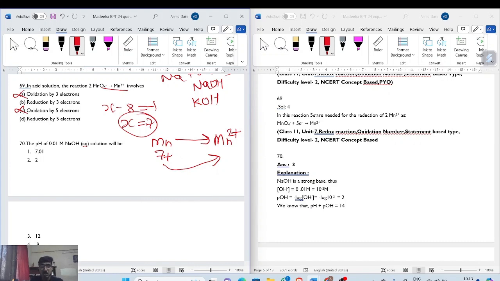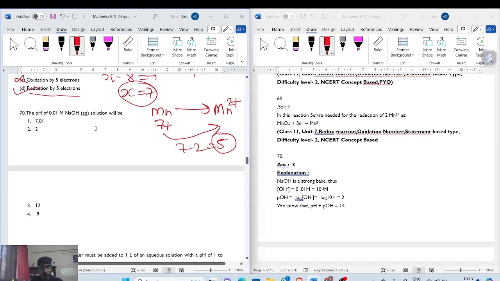Okay, so we have to calculate now the change in electrons. There is a 5 electron change, because 7 minus 2 is equal to 5. So correct answer will be option number D, because we have reduction here and change by 5 electrons.